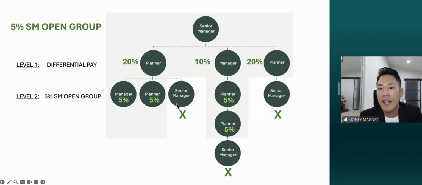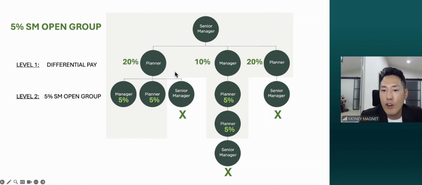Anywhere that there is a senior manager that is not in the gray highlight, you are excluded from the payout, because you're a senior manager. So remember, on level 1, you get that OG differential pay like a manager, but you're getting the 30% spread. It's the same thing as how a manager gets paid.